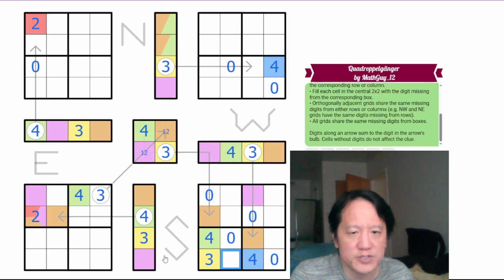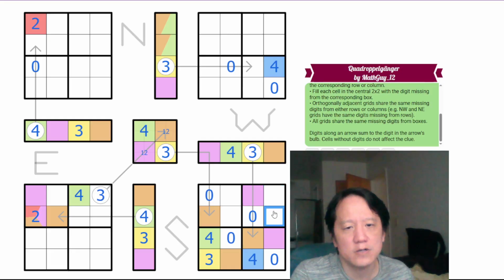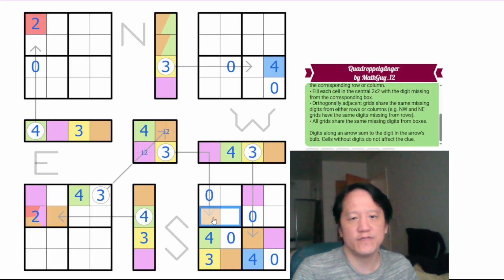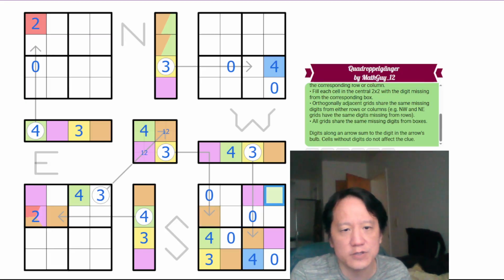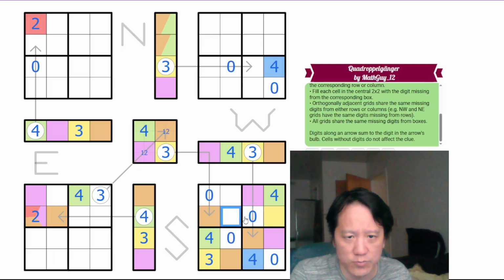This then is missing pink. Cannot be pink, so this is orange. This is missing yellow, so pink has to be there. We're missing 4 here. So where's 4? 4 has to be here in this upper right-hand box. We're missing orange, so that leaves this as yellow. In row 2, then we're missing pink. So that's pink there. This is missing green, so this is yellow.